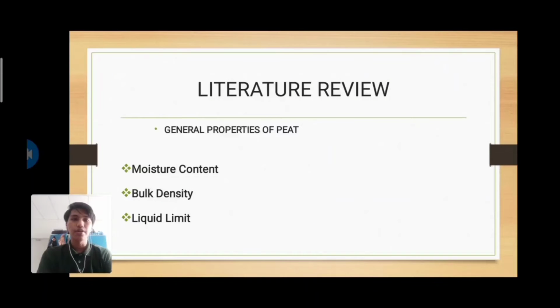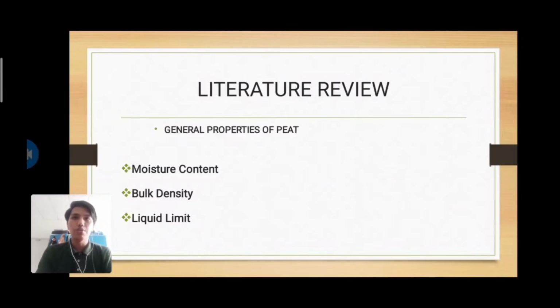Second is bulk density. Bulk density of peat is low compared to other soil. The average bulk density of peat is around 9.81 kN per cubic meter. Bulk density of peat in Malaysia is found to range from 8.3 to 11.3 kN per cubic meter. The unit weight of peat will be affected by the water content of peat. If the water content is above 500%, the unit weight ranges from 2 to 13 kN per cubic meter.